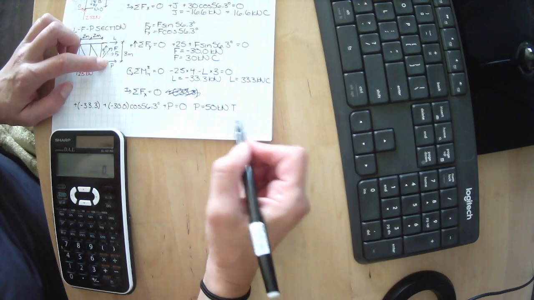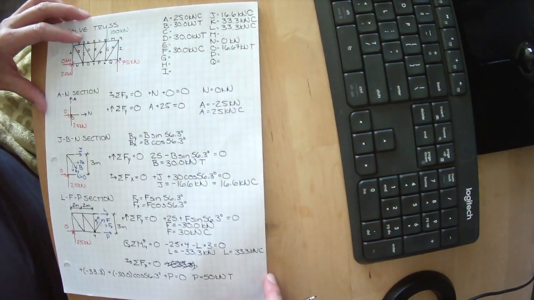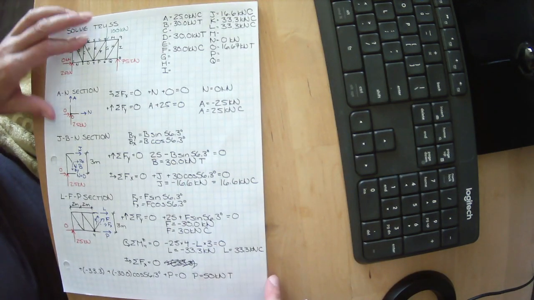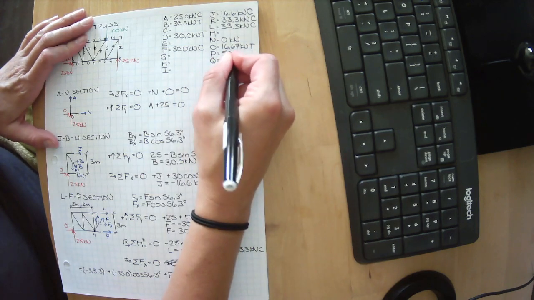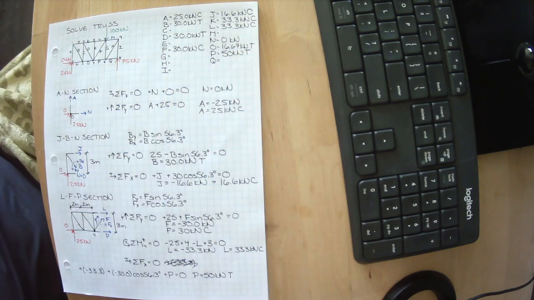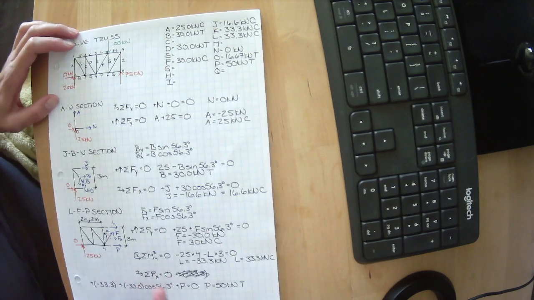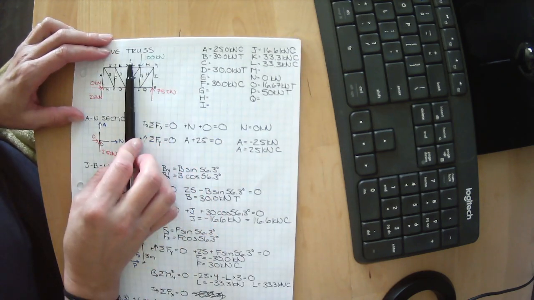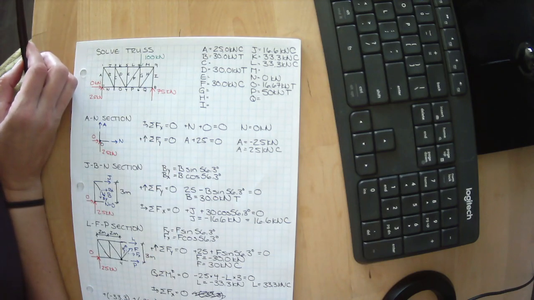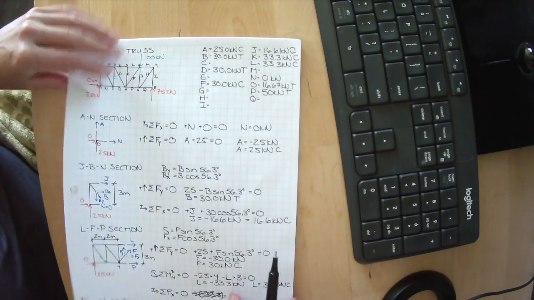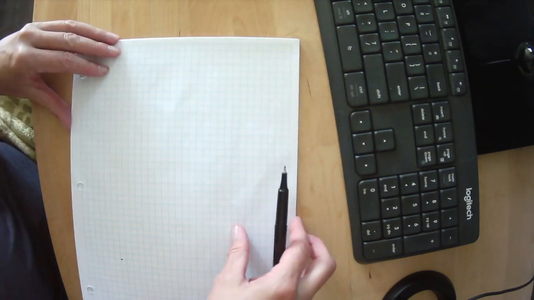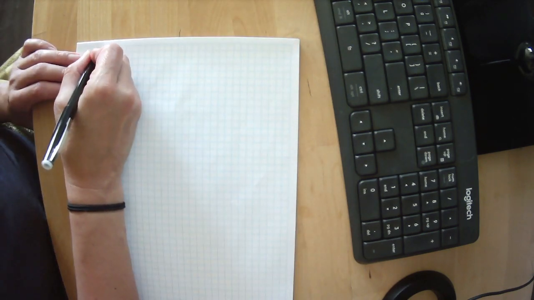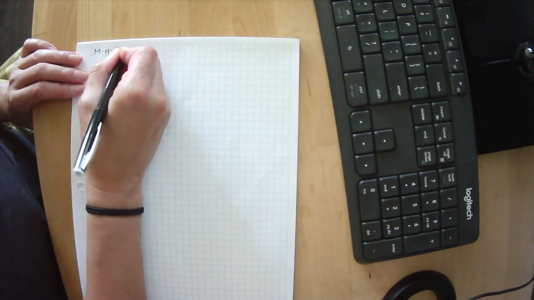I assumed it was in tension. Getting a positive value means I was correct, and it is in fact in tension. I can fill this into my chart now. So P equals 50 kilonewtons of tension. All right, so that cut through L, F, and P. Let's cut through M, H, and Q. M, H, and Q section.